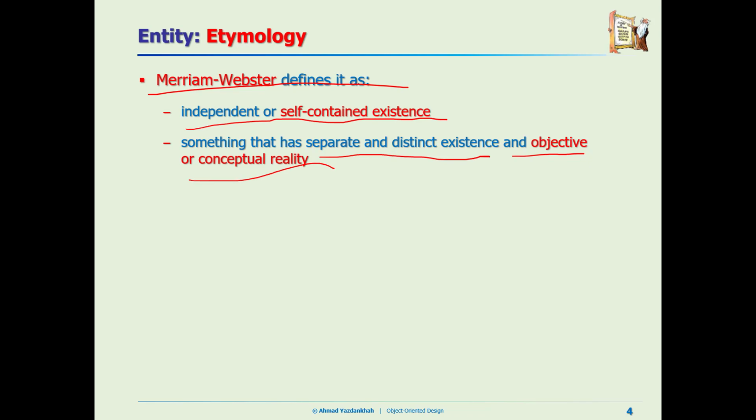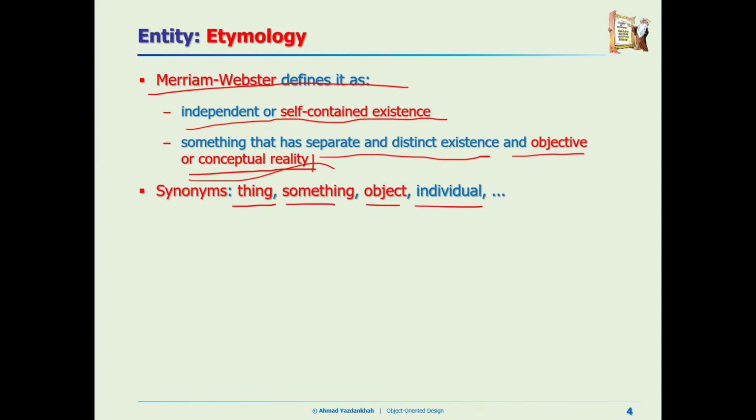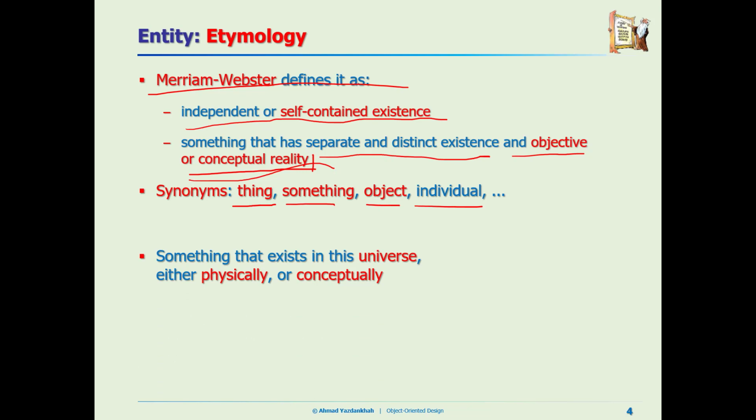So it means that some things physically exist in the universe or virtually exist in our mind. This conceptual reality is referring to that. Here are some synonyms: equivalent thing, something, object, individual, something like that. So the bottom line is entity is something that exists in this universe, physically or conceptually.